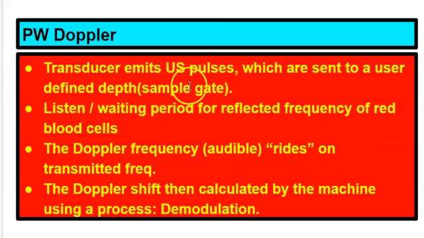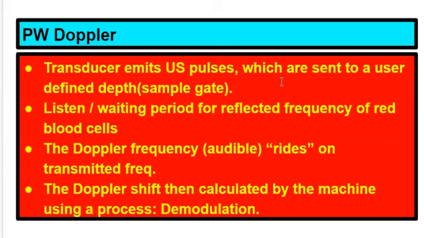So our transducer emits ultrasound pulses, which are sent to a user-defined depth, and we call it the sample gate or sample volume. The machine listens and waits for reflected frequencies of red blood cells. The Doppler frequency, which is audible because we can hear the blood flow, has to be in the audible range, less than 20,000 hertz, and rides on the transmitted frequency. I'll explain that in a minute.